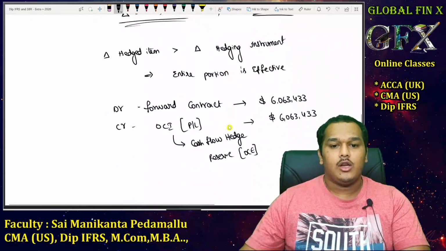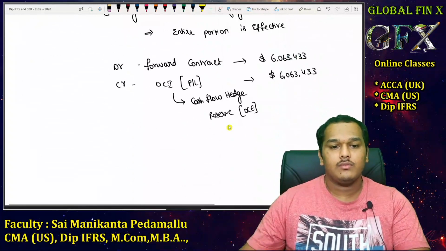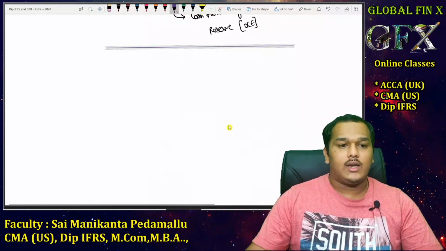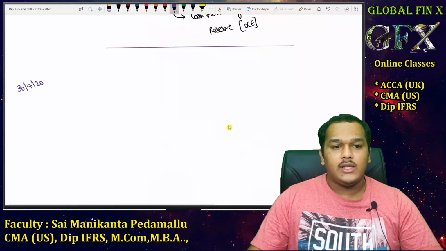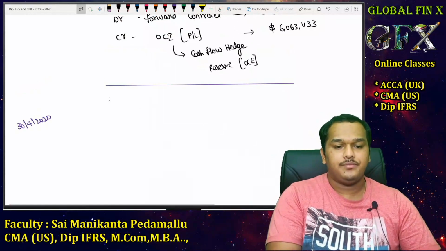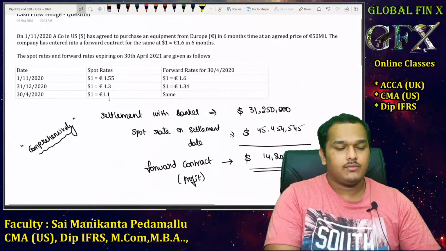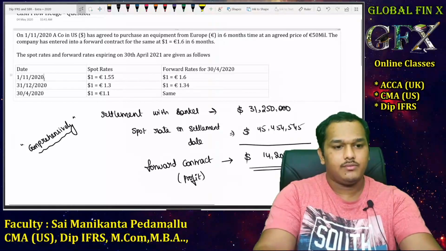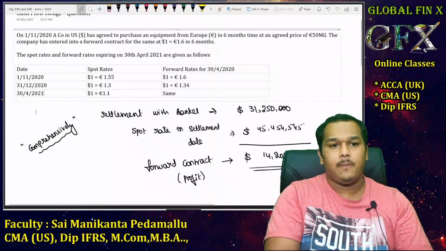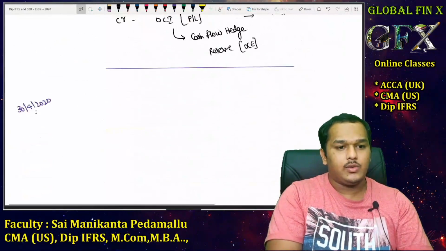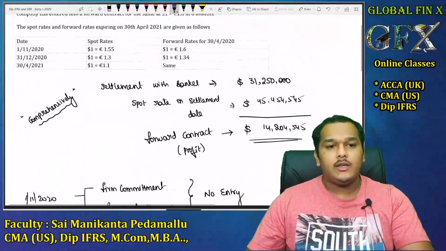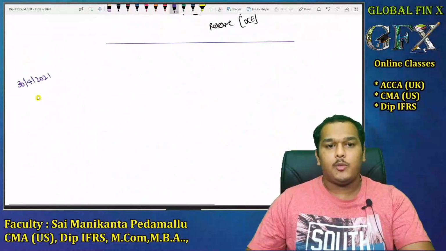Now moving forward, the next one, as on 30th April. So this has to be 2019, I'm so sorry. Or let's make this 2021 now, this will be easier for us. Okay, 30th April 2021, it is $1 equal to 1.1 euros.